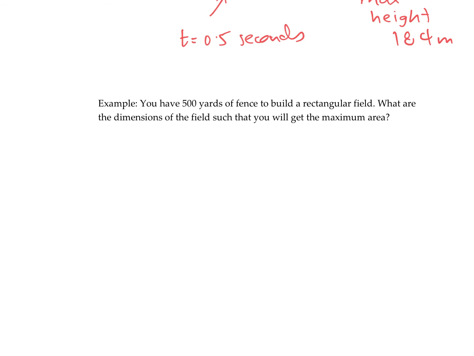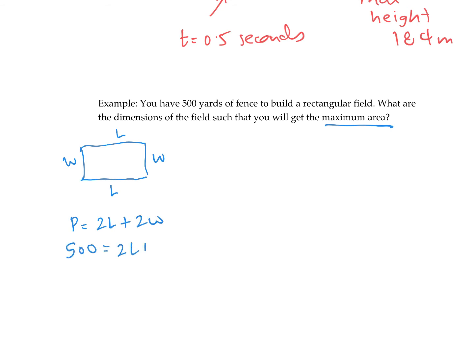One very common question is with finding maximum area. So what we have is a fence around a rectangular field. So we've got 2 widths and 1 length for this fencing. So my perimeter would be 2 lengths plus 2 widths, and I have 500 meters to use. And I want to maximize the area. Well, area is length times width.